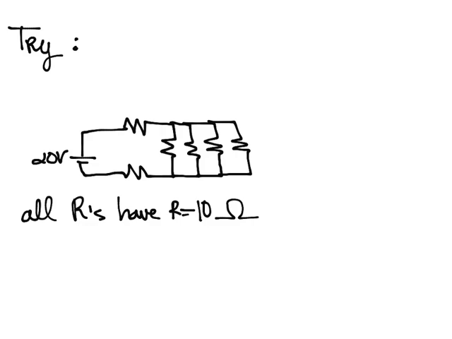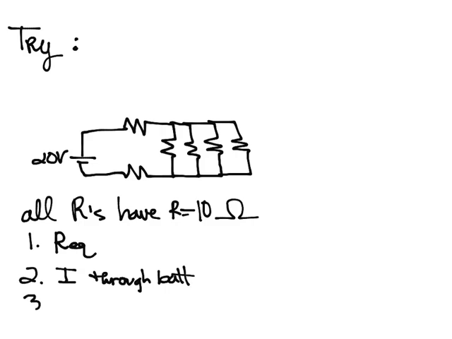Just to make sure that you have the hang of this, I want you to try this circuit. All of our resistors have a resistance of 10 ohms, and the voltage is 20 volts. I want you to tell me, first of all, what is the equivalent resistance? Second, what is the current through the battery? Third, what is the power? Pause this video, solve these, and check back for the answer.